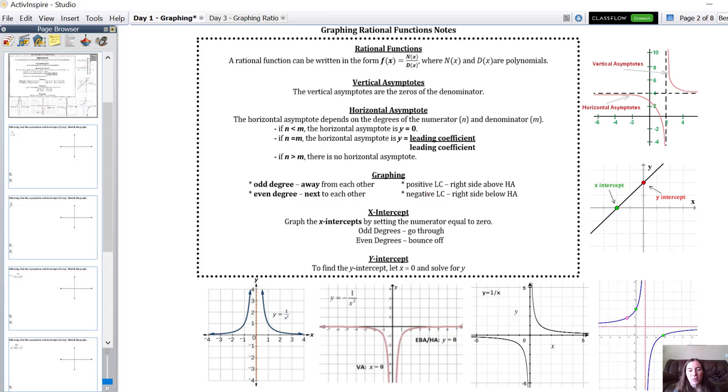Finally, the y-intercept. We're basically just going to let x be equal to 0 everywhere in our function. So anywhere we see an x, we're going to evaluate it at 0. I know that's a lot of information, so let's look at an example.